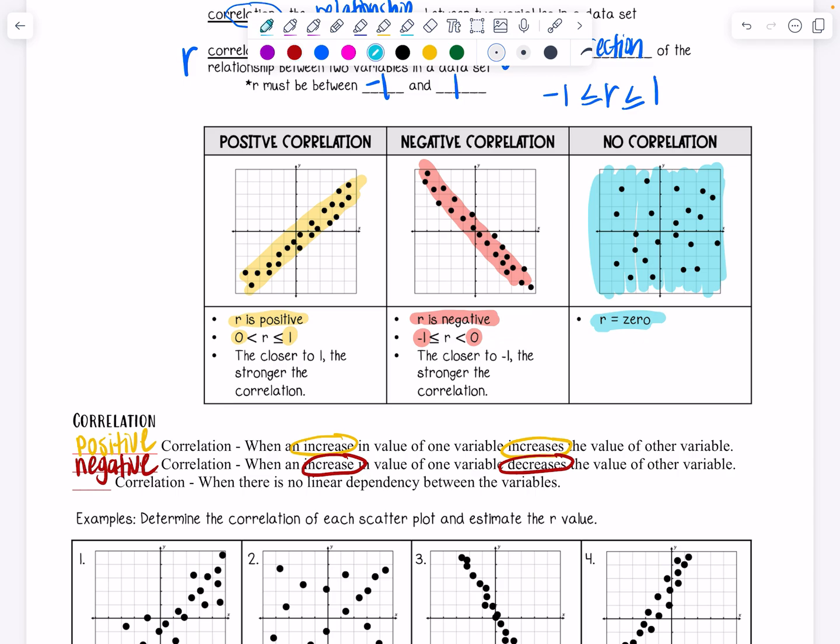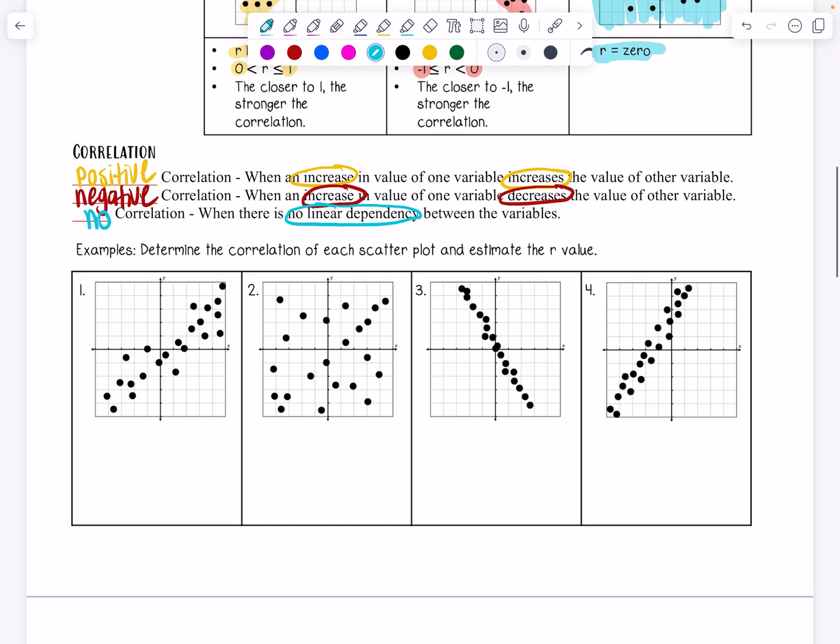And then we have no correlation, where there's no linear dependency, meaning it does not make a straight line between the variables, so it's just kind of scattered everywhere. And so what we're going to do on this next set of problems is determine the correlation of each scatter plot and estimate the R value. So let's look at this first one.